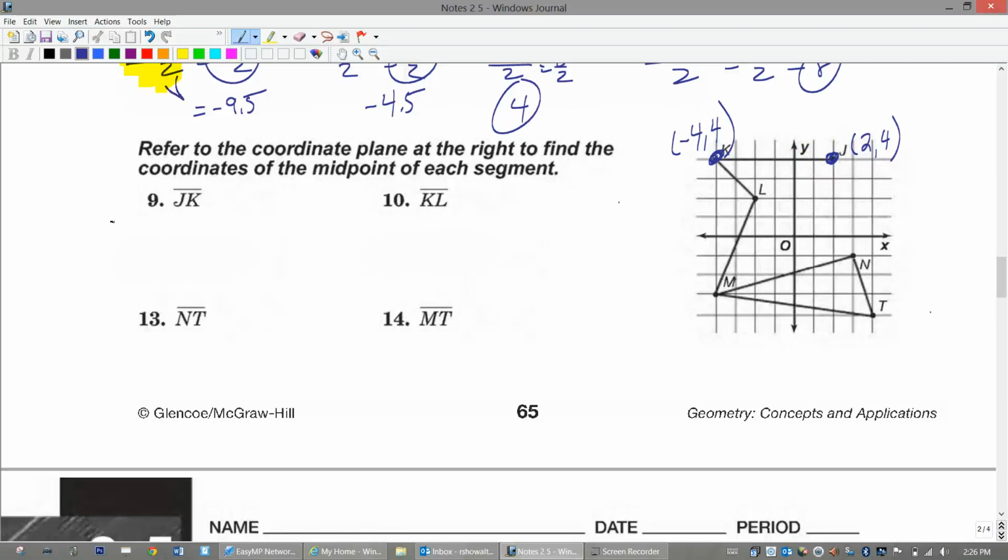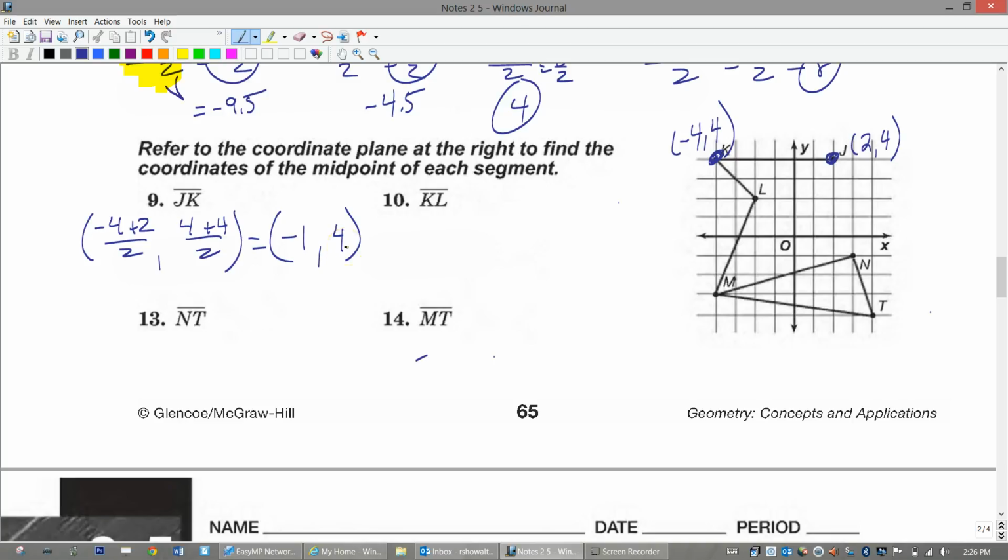So if you do it using the algebraic method, if you don't have a graph or you can't draw the graph accurately, whereas the numbers are too large, you would do negative 4 plus 2 over 2, and then 4 plus 4 over 2 to find the midpoint, which would be negative 2 over 2, which is negative 1, and then 8 over 2, which is then 4.